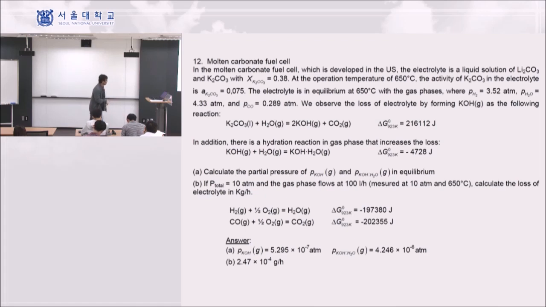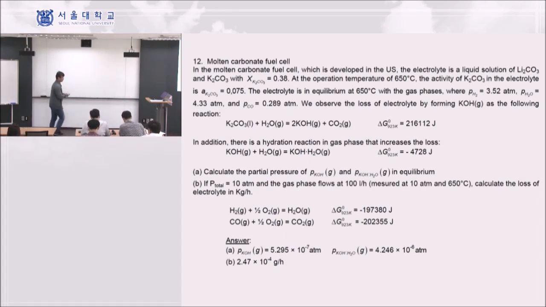So the question is, calculate the partial pressure of these two gas species in equilibrium condition, if the total pressure is 10 atm. Then, if you are flowing this amount of gas continuously, how much is the loss of the electrolyte per hour? Basically, how does the composition of the electrolyte change with time? That's our question.